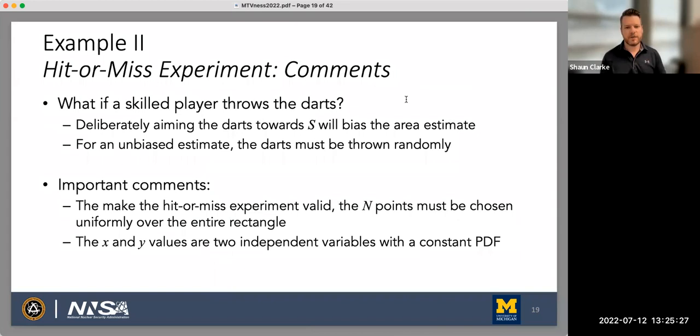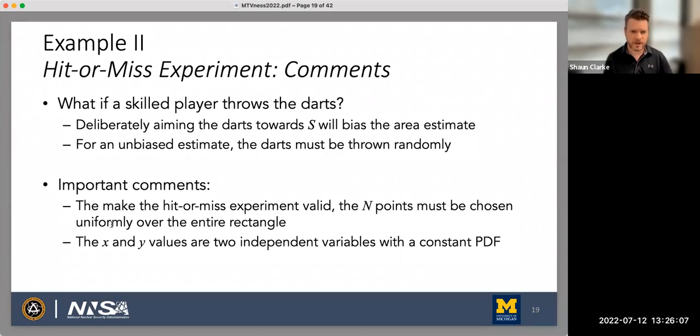So a couple of comments on this one. Obviously, if it's a skilled player that's throwing these darts or dropping these items on the surface, it's going to bias the solution, right? So that is to say, if you're trying to estimate the area of S, you shouldn't try to aim at S, so to speak. In other words, the coordinates X and Y must be uniformly distributed over that surface area. Or in other words, the darts must be thrown randomly to get back to the analogy.